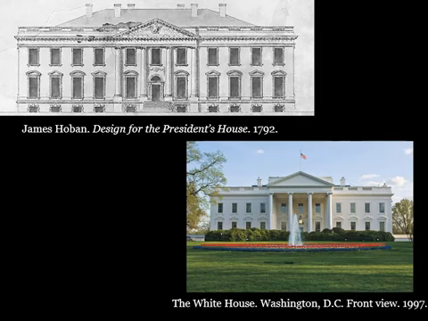So look here at these two images of architecture. Architecture is a great example of symmetrical balance. Here the drawing or the design at the top is the James Hoban design for the president's home. This is a Georgian style mansion, and the drawing is perfectly symmetrical.